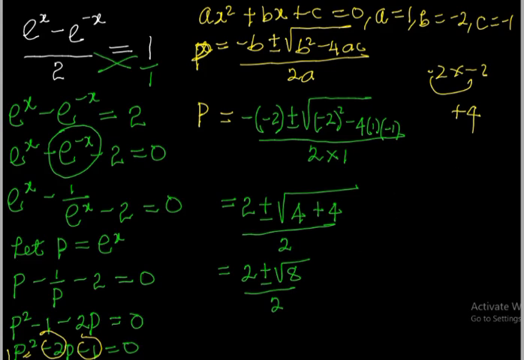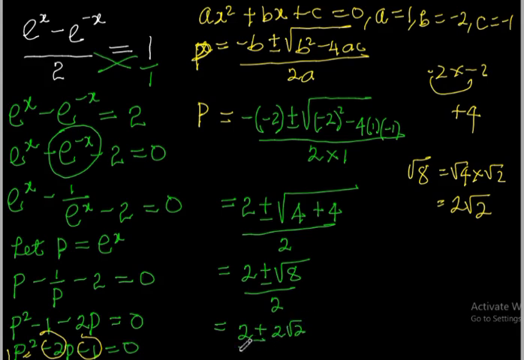Okay, let's find out how it is like that. Root 8 is root 4 times root 2. And of course, root 4 is 2, so this will give us 2 root 2. So that we now have p equals 2 plus or minus 2 root 2 divided by 2.